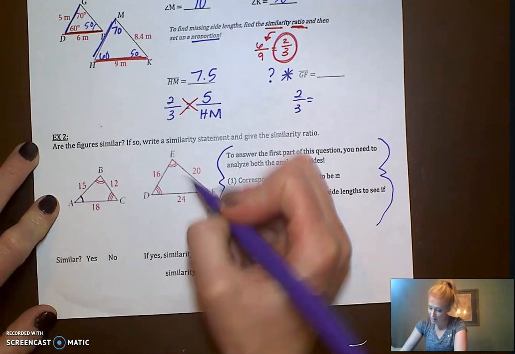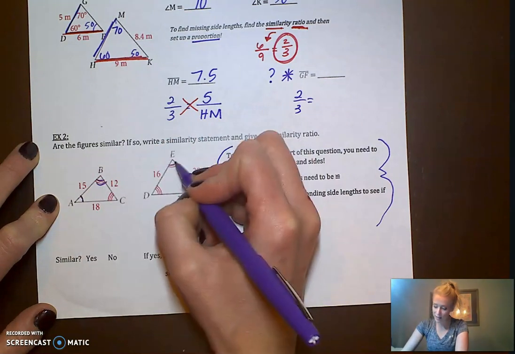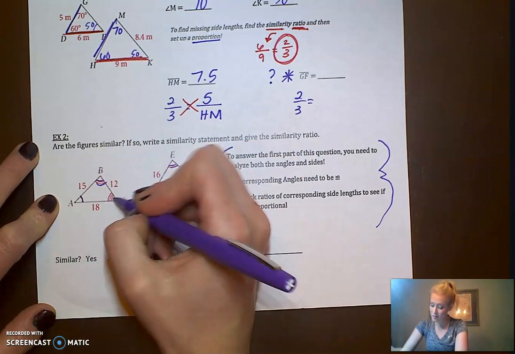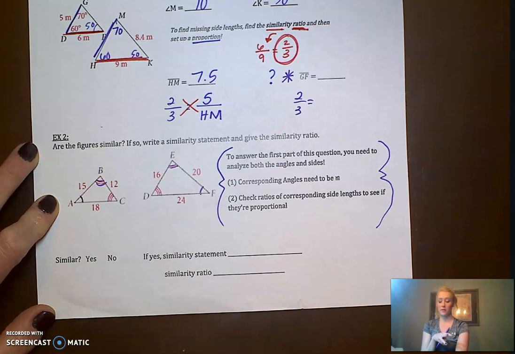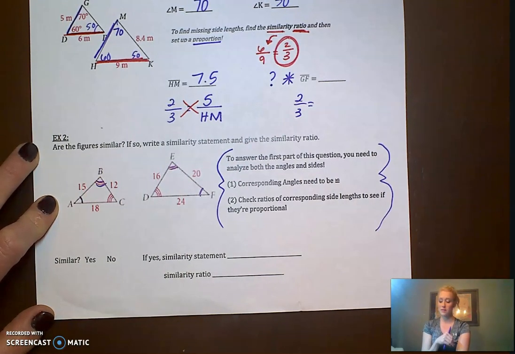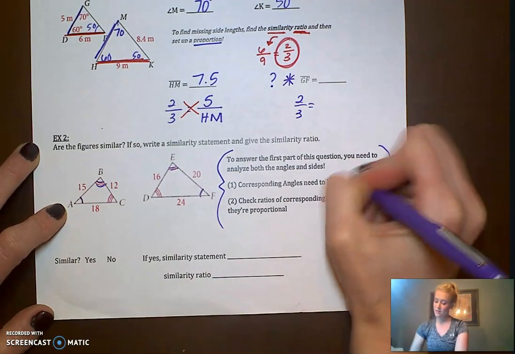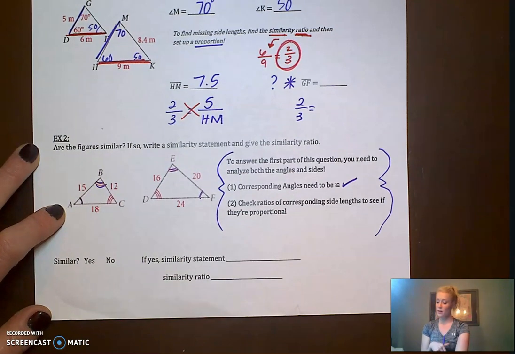I notice that A and F both have 1 congruent mark. B and E have 2 congruent marks. And then C and D have 3 congruent marks. So I notice that there's 3 pairs of congruent angles. So corresponding angles are congruent. So that part's good to go.